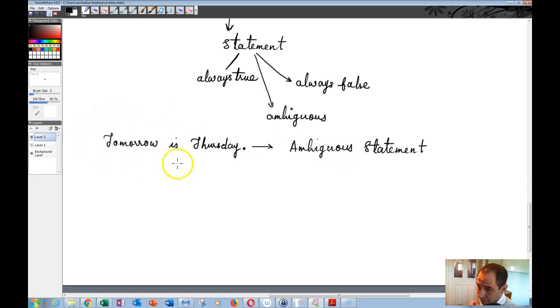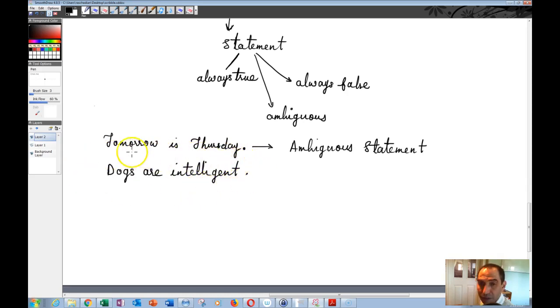That happens when not enough context has been given to you to make sense of what the statement is all about. The second situation that can lead to ambiguity is when a statement is subjective, meaning that it's true for some people, not true for others. For example, a statement like, dogs are intelligent.